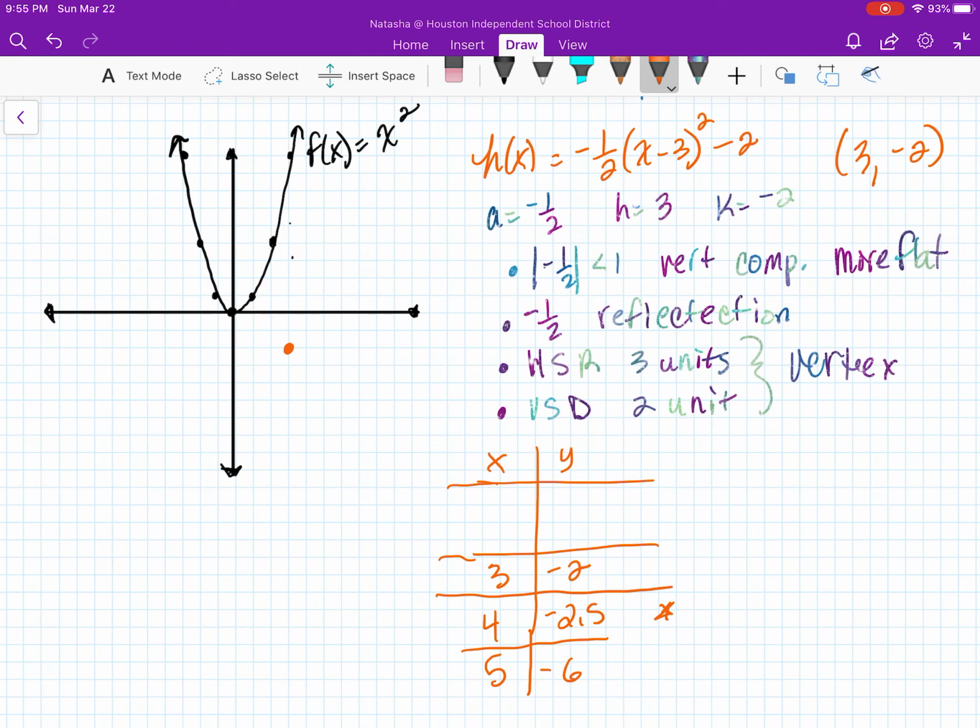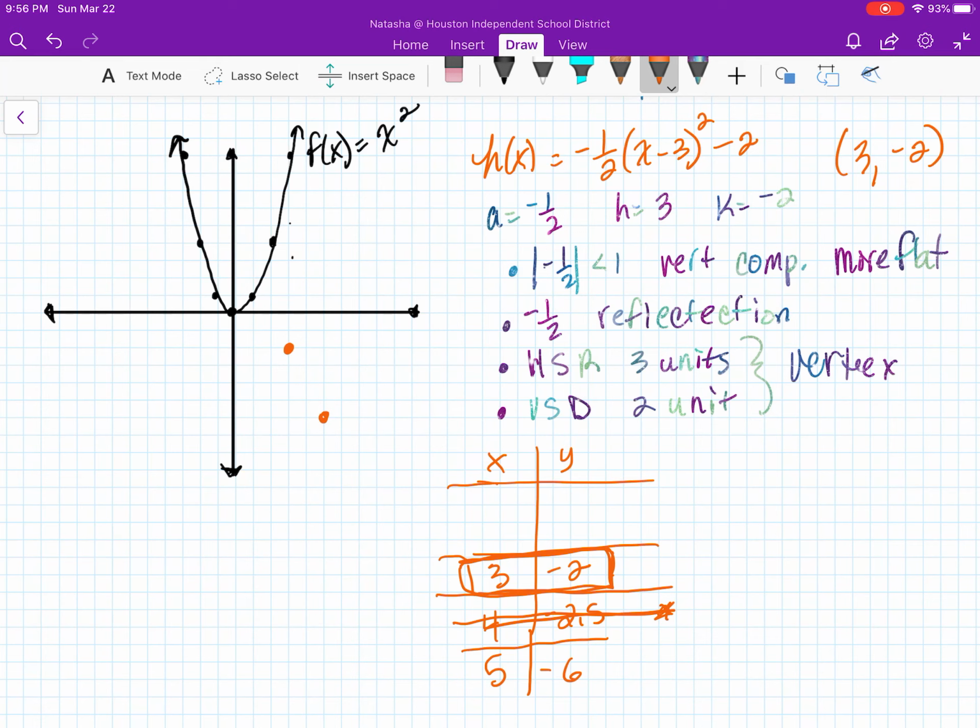So that means I don't really want to use this point here. I want to use 5, negative 6. You're still going to have the symmetric pairs. This is still your vertex, (3, negative 2). So if I go over 1, 2, 3, 4, 5, and then down 1, 2, 3, 4, 5, 6, that's going to put a point there.